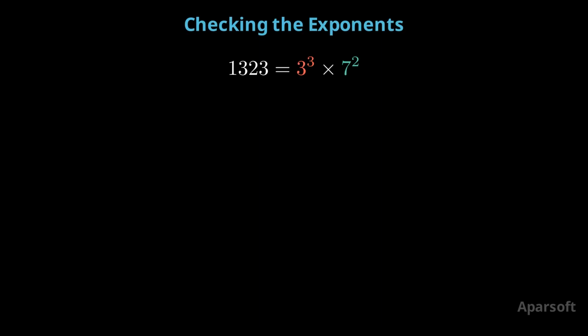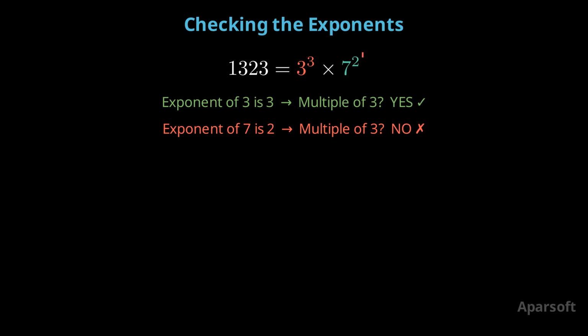We said every prime factor's exponent must be a multiple of 3. Let us check. For 3, the exponent is 3. Is 3 a multiple of 3? Yes. So 3 cubed is perfectly fine. But for 7, the exponent is only 2. Is 2 a multiple of 3? No. That is the problem. If we try to split these factors into 3 identical groups, look what happens. The first 2 groups are fine. 3 times 7. But the third group has a 3 and no 7. We are 1 seven short.